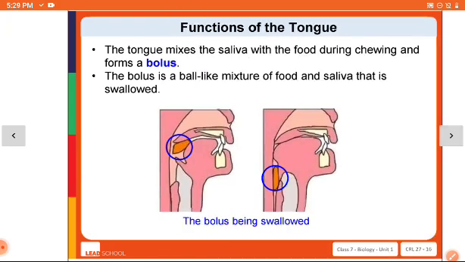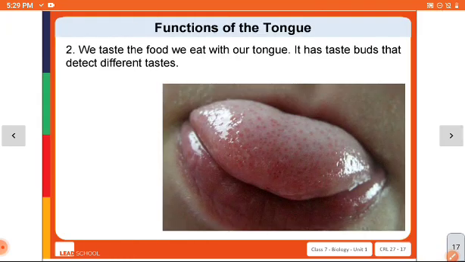So function of the tongue: in this slide we have seen the tongue mixing the saliva with food during chewing and forming a bolus. A bolus is a ball-like mixture of food and saliva that is swallowed. In this slide, the part circled in red is the bolus being swallowed. Function of the tongue: we taste the food we eat with our tongue. It has taste buds that detect different tastes.